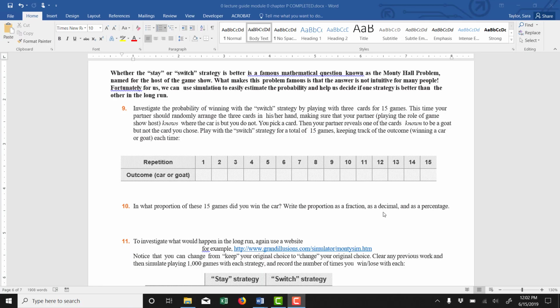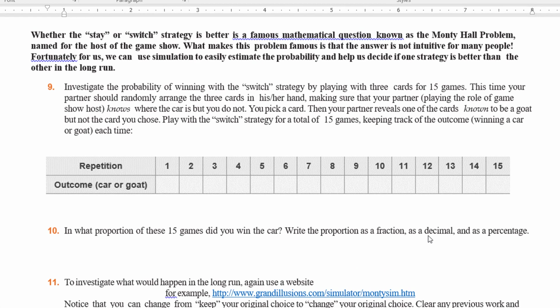In the previous video, you saw me explaining how to play this Monty Hall game, this Cars and Goats game, using the switch strategy. In this video, we're going to go through the second half of Exploration P.3, which discusses that switch strategy and the probability of winning using that switch strategy. So, we're at problem number 9 in Exploration P.3.